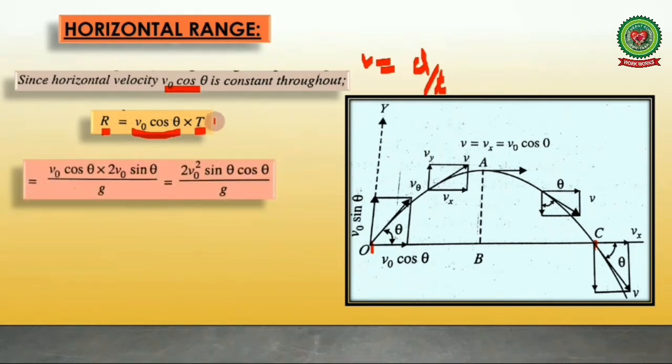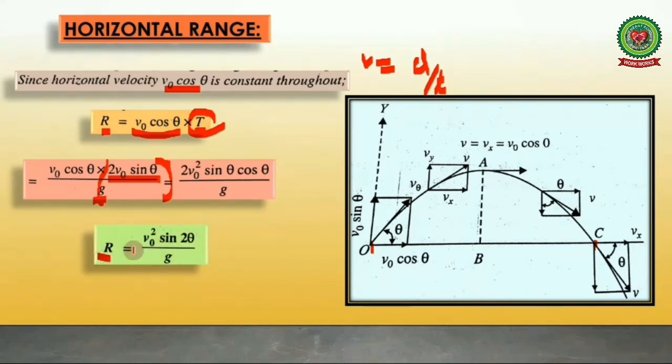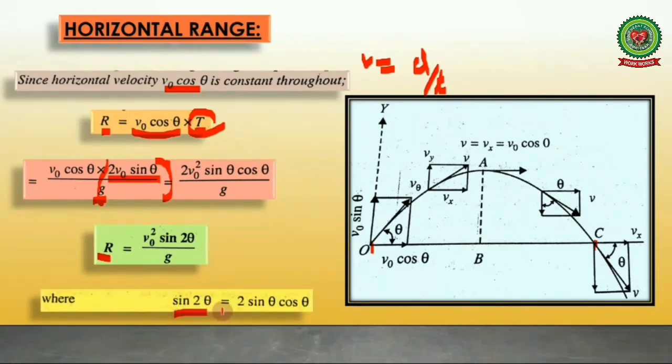Also we know that the time of flight is equal to 2 v0 sin theta divided by g. Therefore, putting the value of t is equal to 2 v0 sin theta by g, we get the relation 2 v0 square sin theta cos theta divided by g, or we can write it as R is equal to v0 square sin 2 theta by g, where sin 2 theta is equal to 2 sin theta cos theta. So in place of 2 sin theta cos theta, we use the relation sin 2 theta is equal to 2 sin theta cos theta, and this is the required relation for horizontal range.